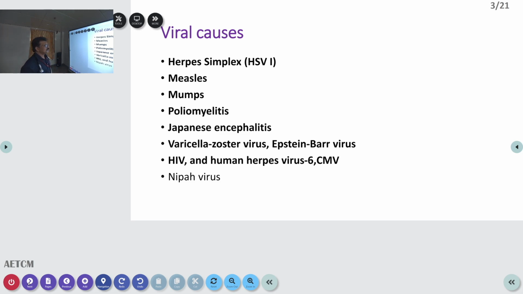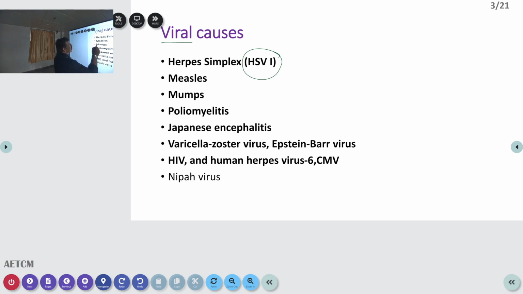Most of the causes of encephalitis, we have already told, are viral. Viral is the most important. We see a large number of herpes simplex 1 virus. Herpes simplex 2 is mainly a genital infection. Herpes simplex 1 is mainly in the brain, or it can be there in other areas also, but that is the one virus which produces predominantly viral encephalitis.